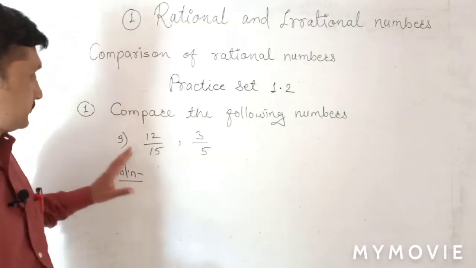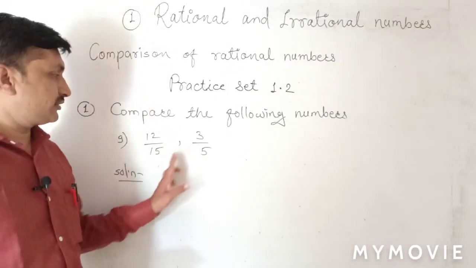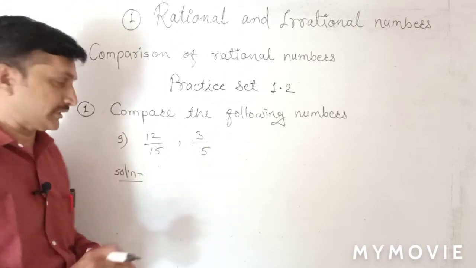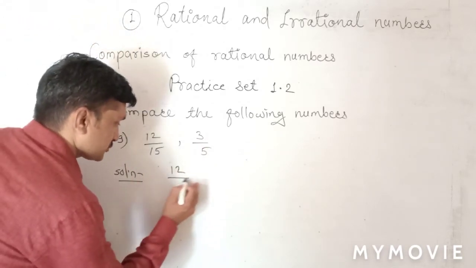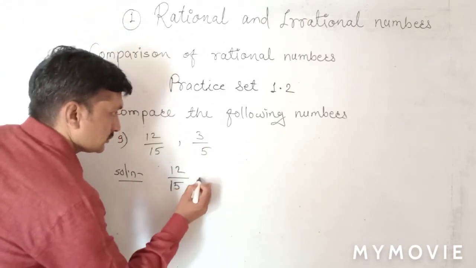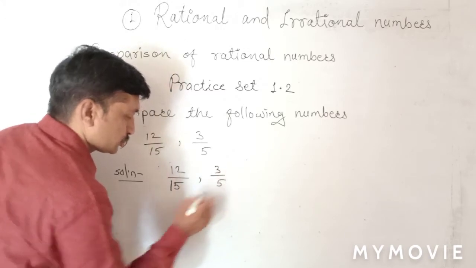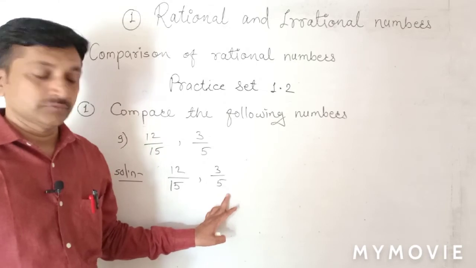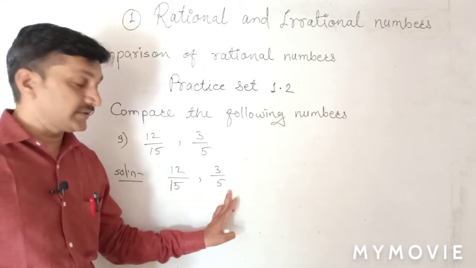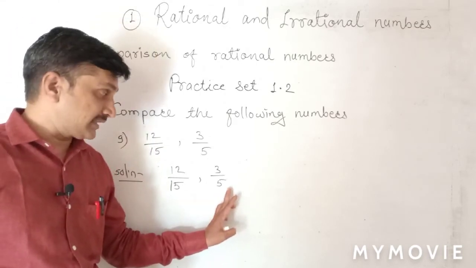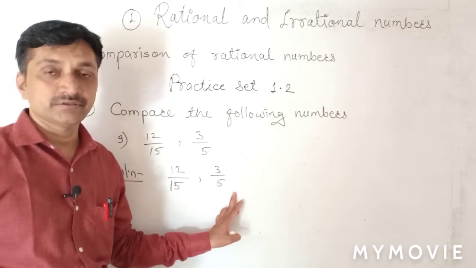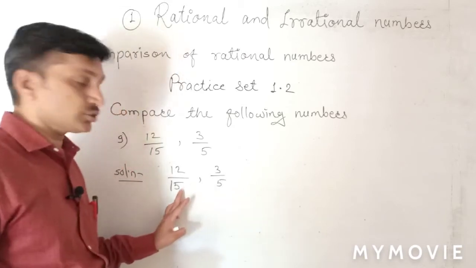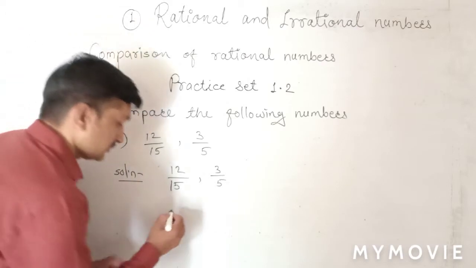Let's see example number 9. 12 upon 15, second fraction 3 upon 5. I write the first fraction as it is here, and the second also, 3 upon 5, in the solution. Now we have to make denominators equal. Here is 15 and here is 5. Then we can convert 5 into 15. It is easy. 5 3s are 15. And here is already 15. No need to change here.